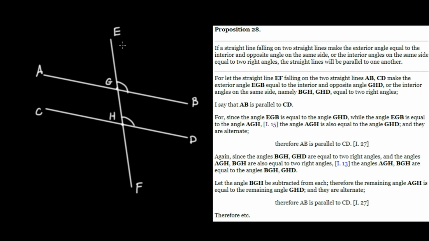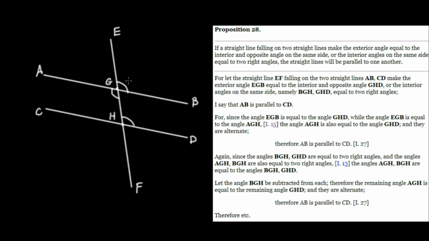For since the angle EGB is equal to the angle GHD, as we've diagrammed here, while the angle EGB is equal to the angle AGH, and why does he infer that? Well, these two angles are vertical angles, and vertical angles are equal, as we've proved in proposition 15. The angle AGH is also equal to the angle GHD, and they are alternate.